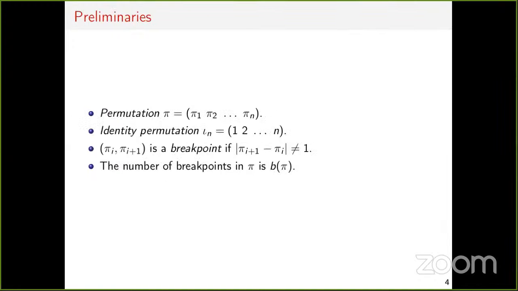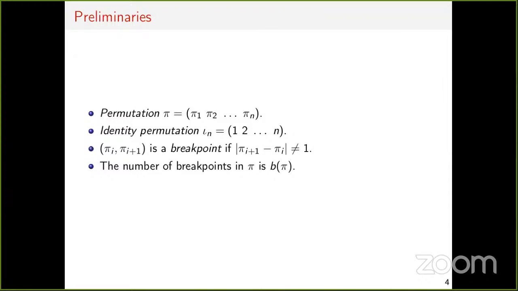So now I will introduce some of the concepts I'm going to use in this presentation. The first concept is the permutation, which I will call pi, a permutation of the first n positive integers. We write it in the order pi 1, pi 2, up to pi n. In this work, I'm going to use extended permutations, where we add an element at the beginning, pi 0, that is 0, and an element at the end, pi n plus 1, that is the element n plus 1.